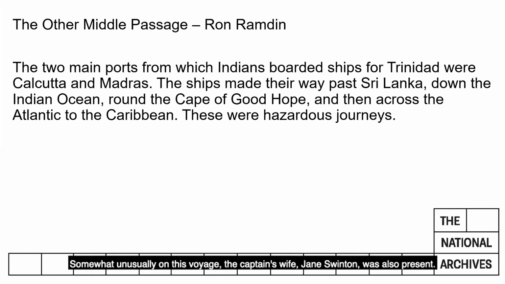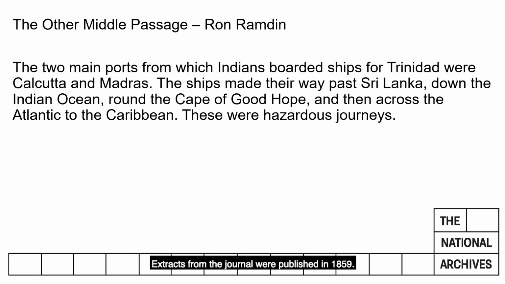of food. Somewhat unusually on this voyage, the captain's wife, Jane Swinton, was also present, and the journal records her giving assistance to the sick. In total, 124 Indians died on board as they made their way from India to Trinidad. Extracts from the journal were published in 1859. The editor at the time highlighted the levels of death, as well as the financial loss to the ship's owners.